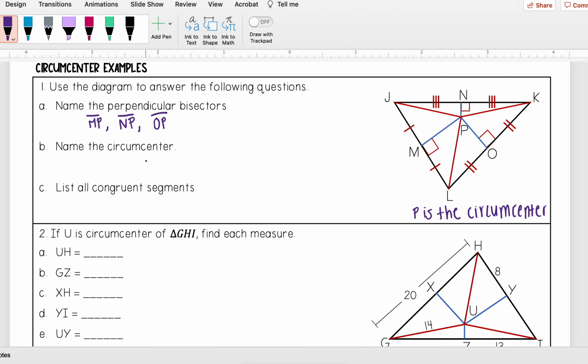And we want to name this circumcenter. We already did that. We figured that out from this picture. And so that's going to be point P.